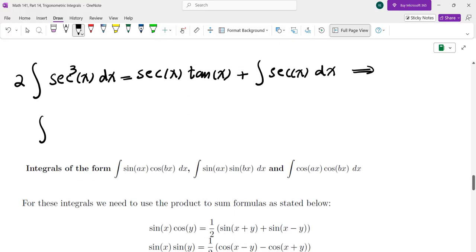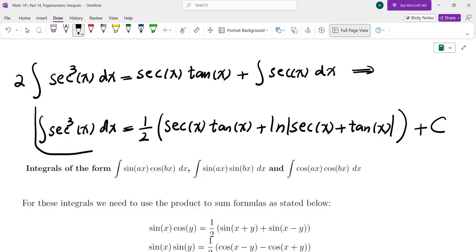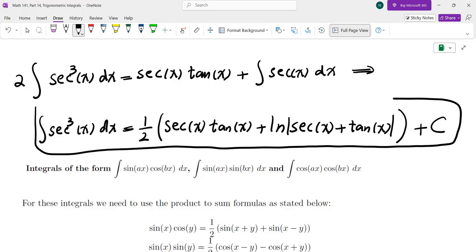So that tells us the integral of secant cubed of x dx is equal to 1/2 secant of x tan of x. Because we have a 2 in front, we'll have to do 1/2 plus the integral of secant, which is natural log of absolute value of secant plus tangent. That's something we discussed, plus c. So that is the answer to this problem.